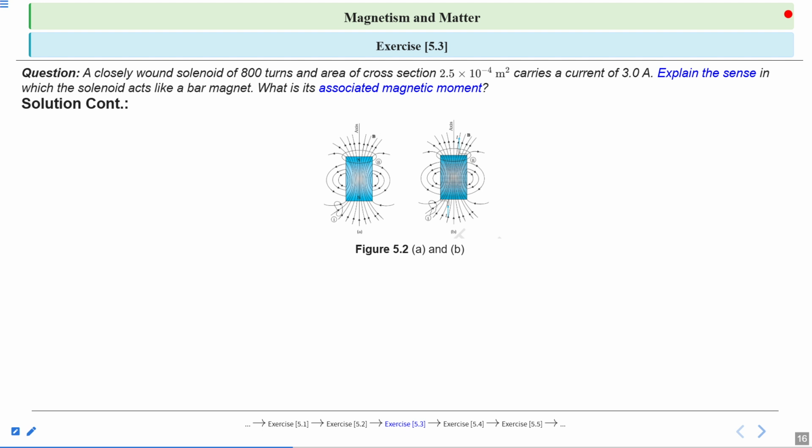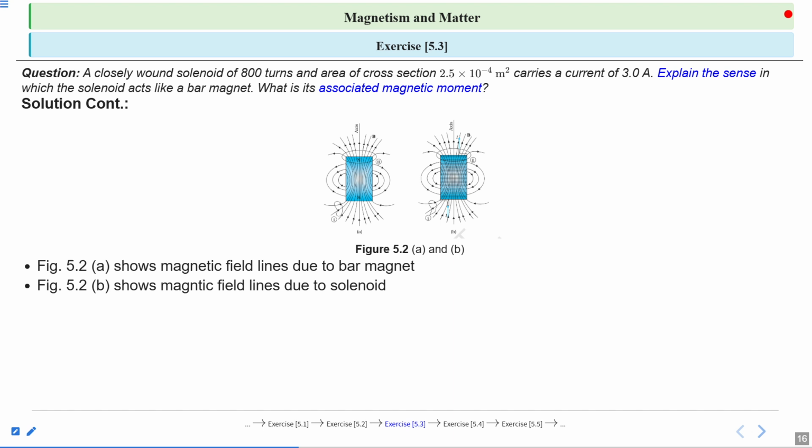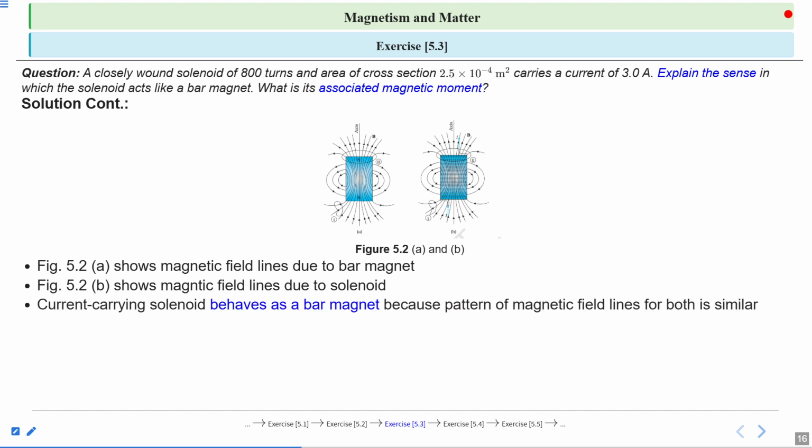So this is the diagram showing how the pattern of the solenoid resembles the pattern of magnetic field lines in the bar magnet. We have also discussed it. That pattern is similar in both cases. Figure 5.2a shows magnetic field lines due to a bar magnet, and figure 5.2b shows magnetic field lines due to a solenoid. So you can see the pattern is similar.